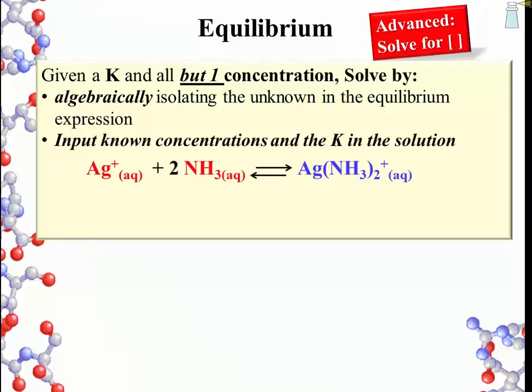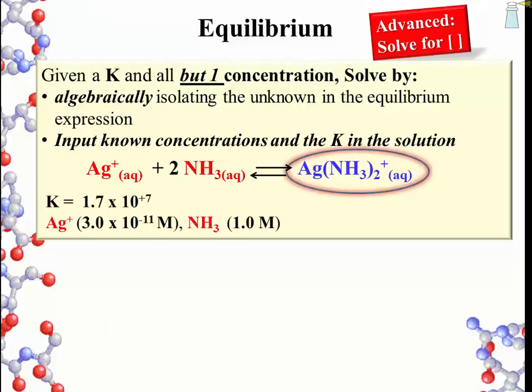Bringing back the formation of the complex ion diamine silver and saying that we have been provided the K and concentrations for the reactants at equilibrium, we can solve for the concentration of the product at equilibrium using the equilibrium expression and the given values. Essentially, this is an algebra problem where the object is to isolate the unknown on one side of the equation and add known values to the other side.